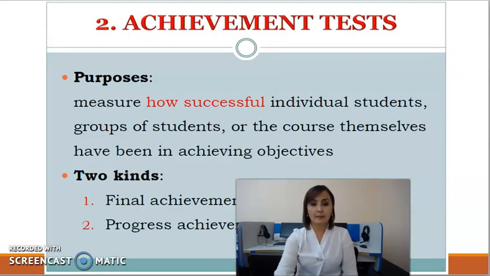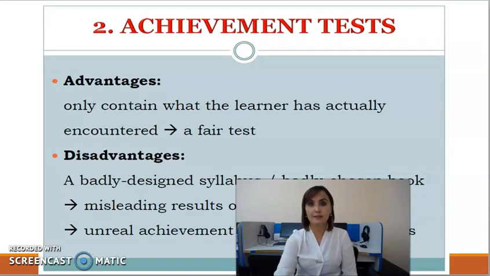Achievement tests. The purpose of achievement tests is to measure how successful individual students, groups of students, or the courses themselves have been in achieving objectives. Two kinds of achievement tests are differentiated: the first one is final achievement tests, and the second one is progress achievement tests.